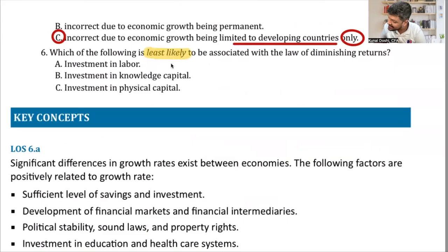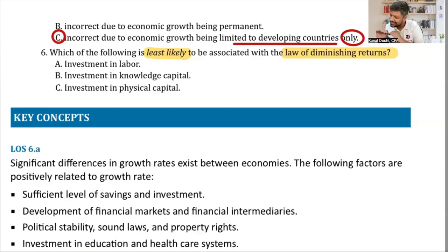Which of the following is least likely to be associated with the law of diminishing returns? Least likely. Labor, capital, or investment in knowledge capital. Knowledge does not have diminishing marginal returns. In fact, in the book that I've published recently, my level 1 fast track book, I've written in the preface that knowledge does not have diminishing marginal utility, does not depreciate. So investment in knowledge or education has no depreciation, right?